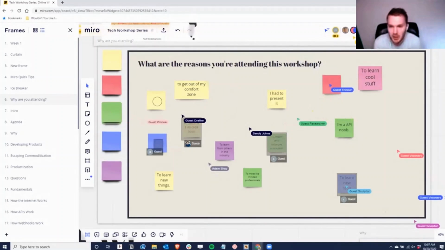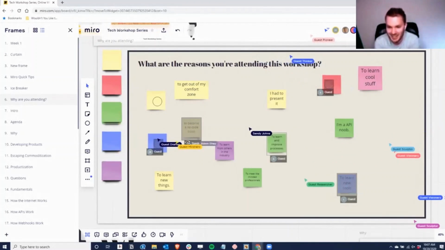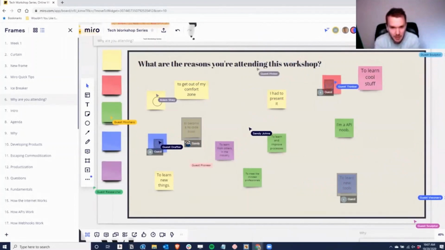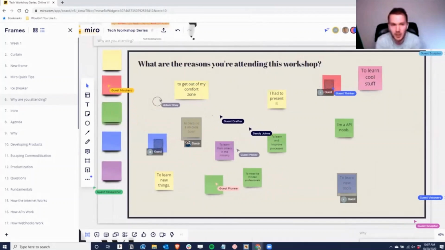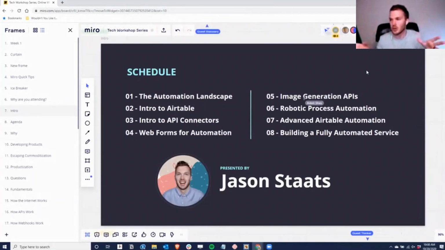To get out of my comfort zone, I'm an API noob, a couple of circles, still learning Miro, that's all right, you know, to learn cool stuff. Learn new tools, meet like-minded professionals. That was mine. Learn from others in the industry, learn new things. Pretty cool. Feel free to explore, go draw circles if you want to draw more circles. There's no harm there. So 8-week series, first one here.